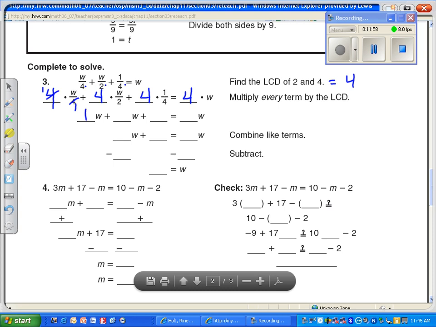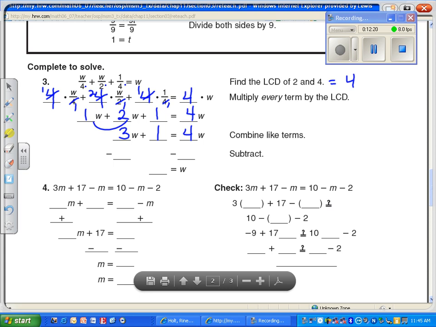I end up with 1w. If I do the same thing here, I end up with 2w. If I do the same thing here, I end up with 1. And then 4 times w on the right is just 4w. Now I'm going to combine my like terms. That turns into 3w plus 1 equals 4w.